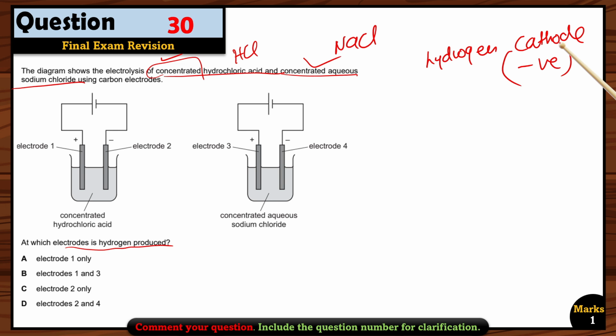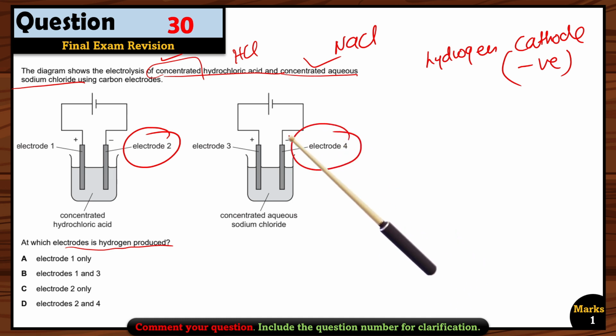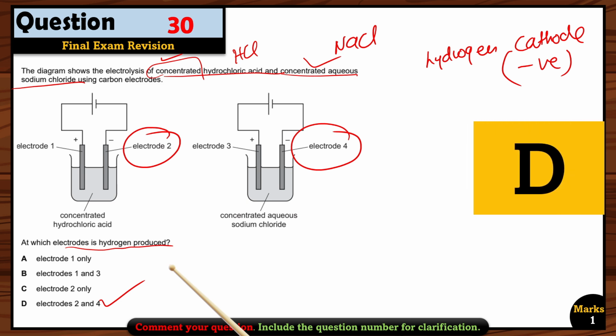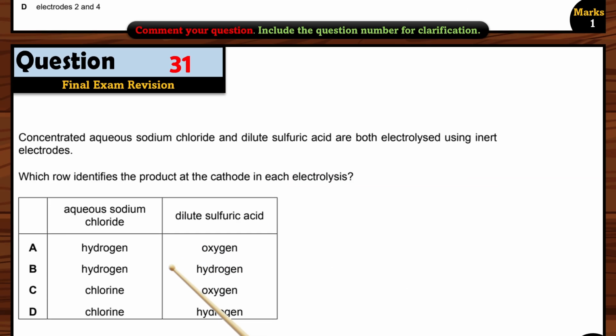So let's see where our cathode is. Electrode 1 is not the cathode. Electrode 2 is the cathode right here. And electrode 4 is the cathode. So you are going to get your hydrogen at option D. Okay, option D is the right option.